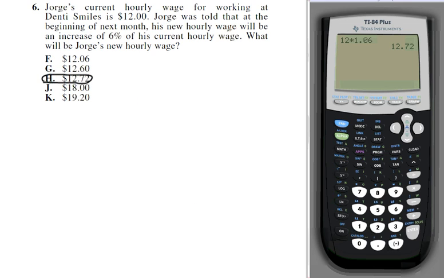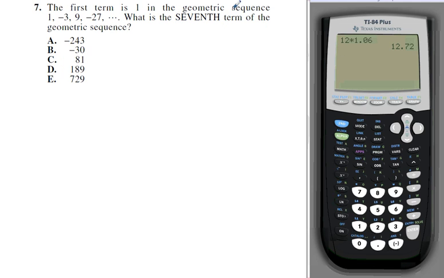All right, next. The first term is 1 in a geometric sequence, and then they give me the geometric sequence. What is the 7th term of the geometric sequence? All right, so geometric sequence just means we're multiplying by the same thing over and over again, so I've got to figure out what that is. It's pretty easy to tell from the first two terms that that's going to be -3. All right, so in my calculator, I got 1 times -3. Okay, there's the second term times -3. Third term, fourth term, fifth term, sixth term, seventh term, 729. And so there's my answer right there.